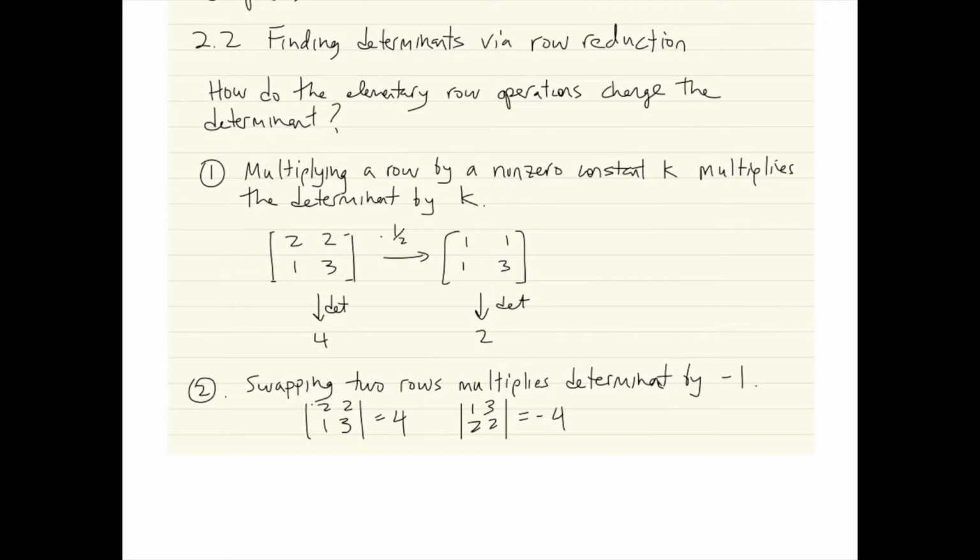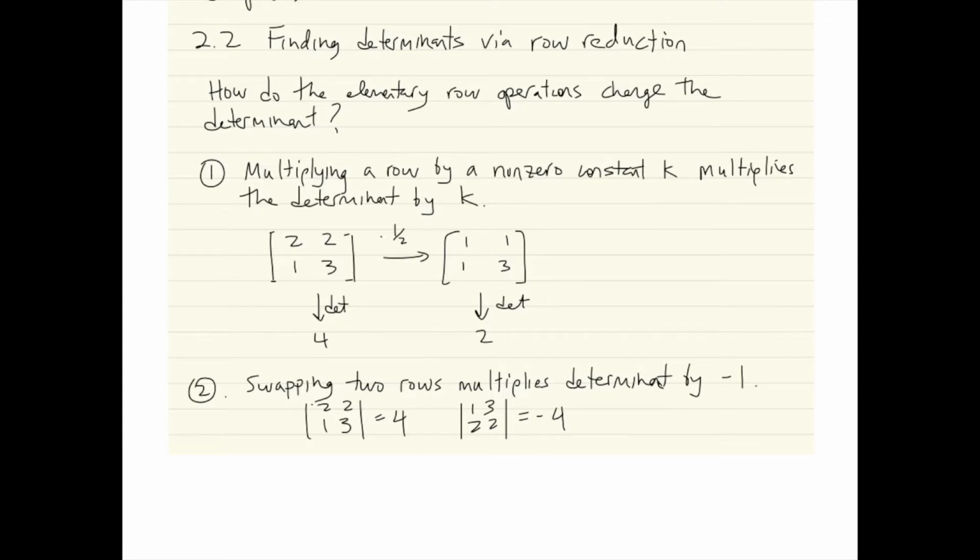The first is multiplying a row by a non-zero constant. And the effect that has on the determinant is that it multiplies the determinant by that constant. So here's an example. We start with this matrix. Its determinant is 4. Why? Because it's a 2 by 2 matrix, and so the determinant is just the product of the diagonals, which is 6, subtracted off the product of the off-diagonal elements, which is 2. And so we get 4.